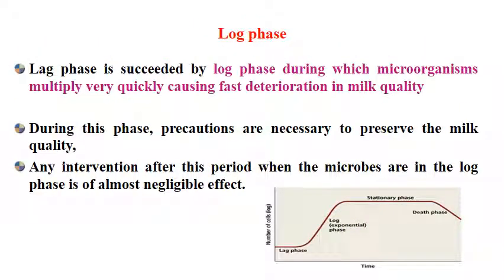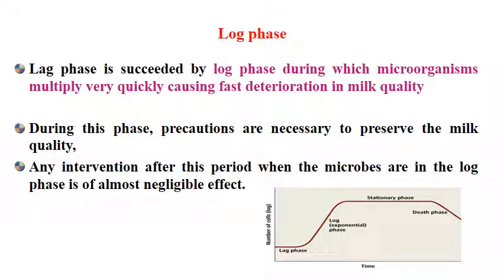Microbial growth has four phases, as you might have learnt earlier from the growth curve: the lag phase, the log or logarithmic phase, then the stationary phase, and then the stage of decline. The lag phase is the very first and is succeeded by the log phase, during which microorganisms multiply very quickly, causing fast deterioration in milk quality. So this is the phase where the microbial growth takes place very fast.